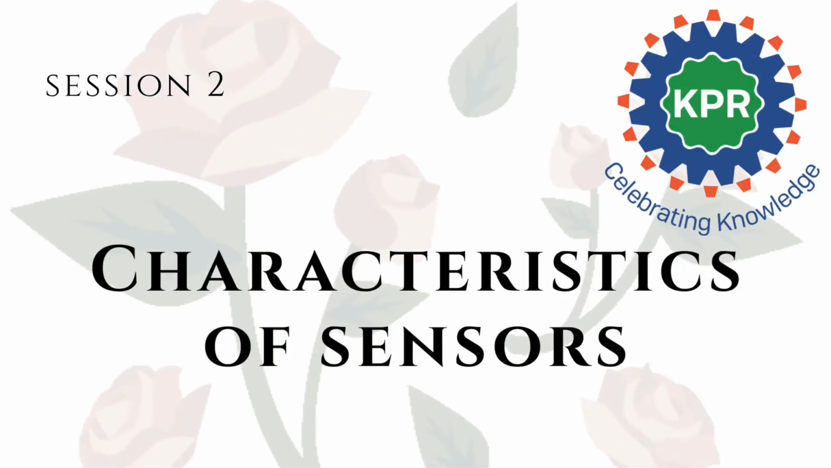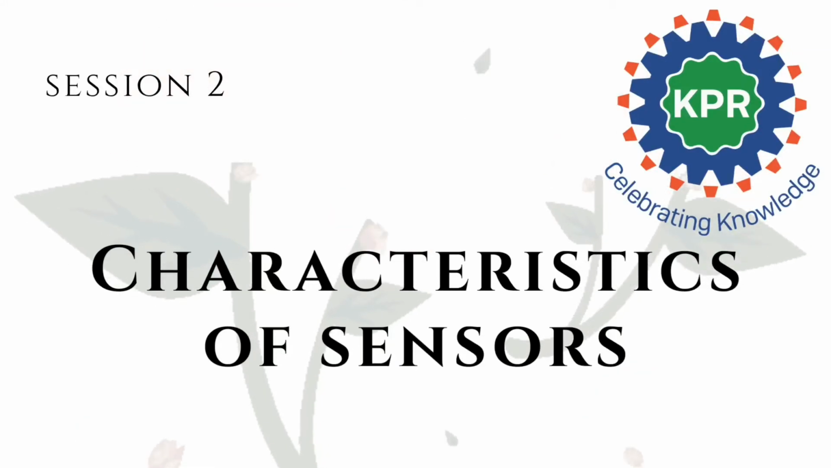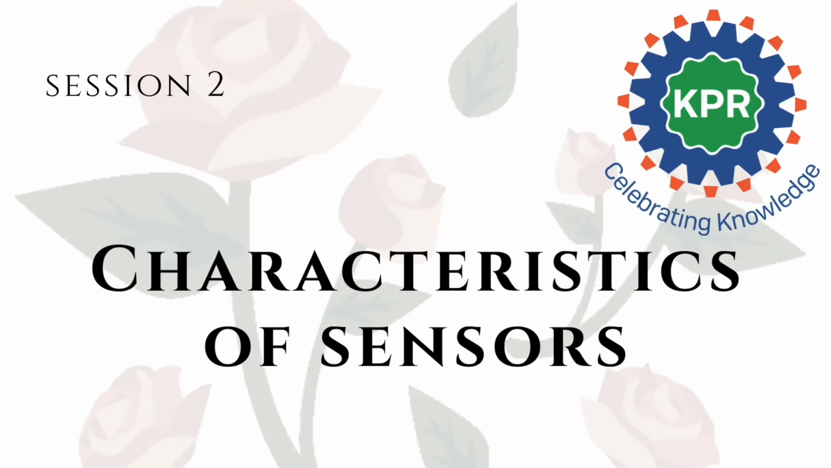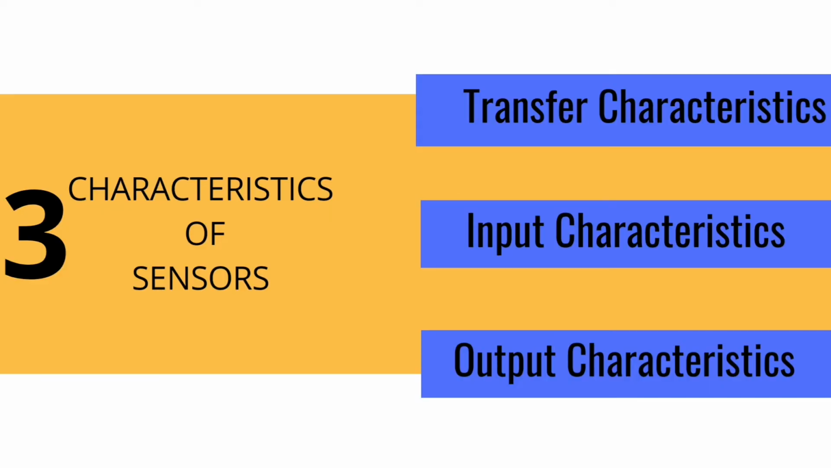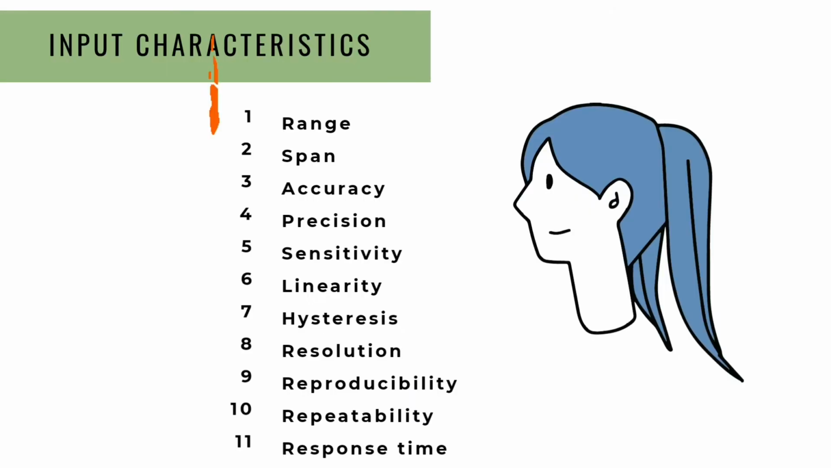Welcome all. In this video, we'll be learning about the characteristics of sensors. Actually, the sensors are characterized by three things. They are input characteristics, transfer characteristics, and output characteristics. In this video, we'll be learning about the input characteristics one by one as shown in here.